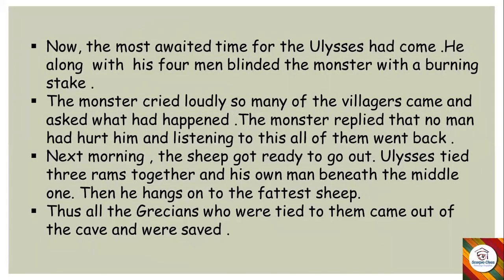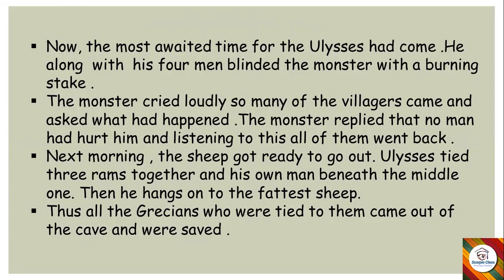Now the most awaited time for Ulysses had come. He, along with his foremen, blinded the monster with a burning stake. Ulysses was waiting for this moment. When will the time come? And this was the most awaited time for him. So, along with his foremen, Ulysses blinded the monster with a burning stick, with a burning iron rod. Now Cyclops was blind.